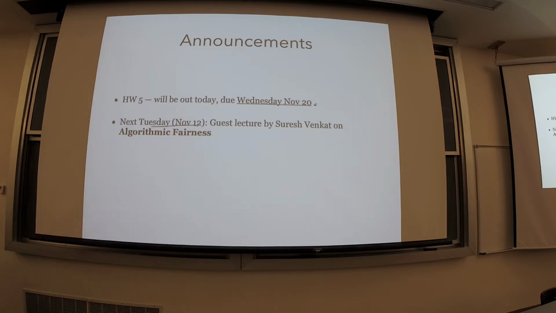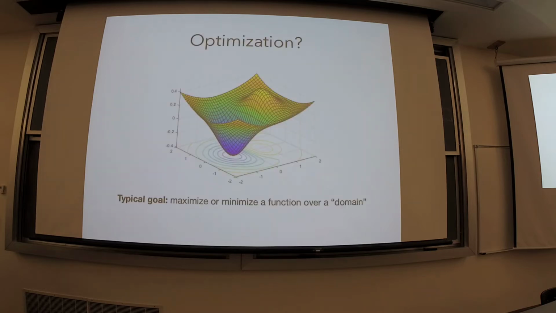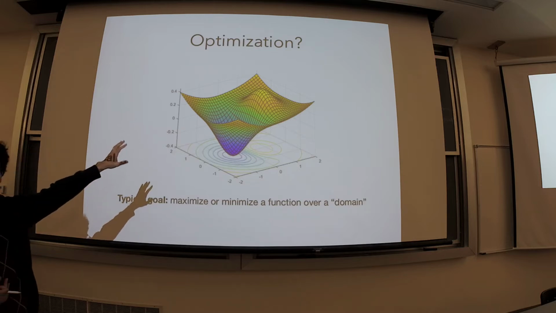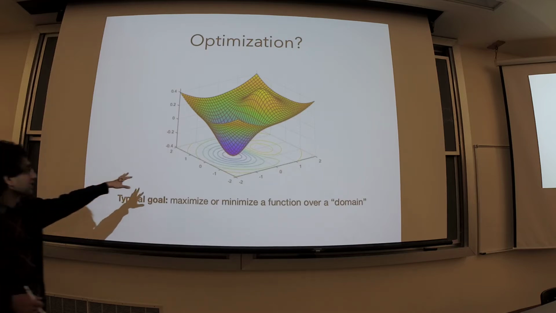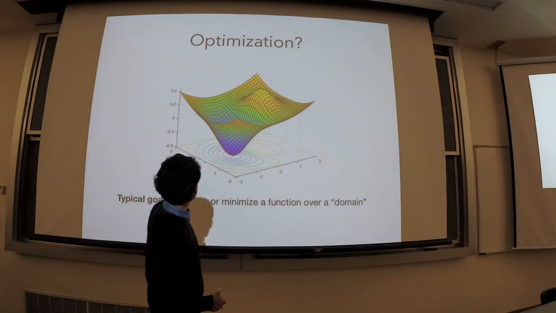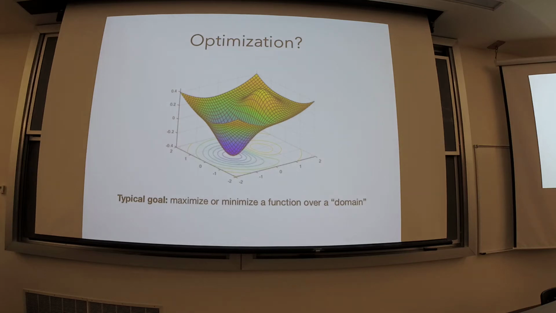Let's start looking at optimization formulation. When you think of optimization, what comes to mind is something like this. You have some function and you want to optimize it. The general problem of optimization is that you want to minimize or maximize some function over some domain. The domain in this case is the plane, and the z-axis is the value of this complicated function. This is a typical scenario in optimization.